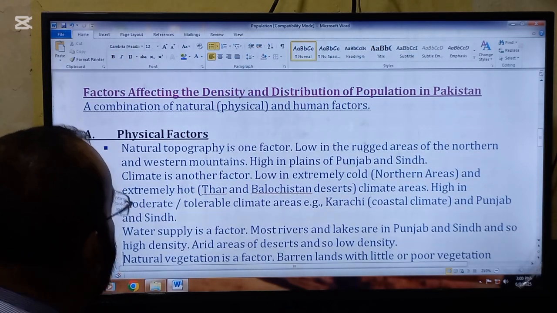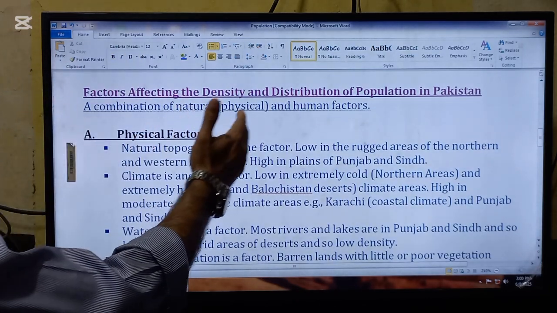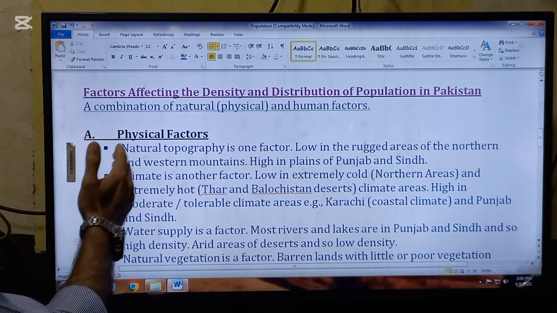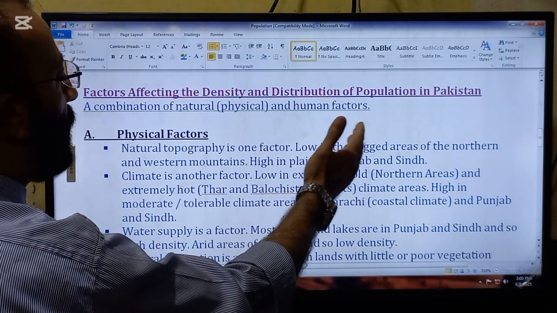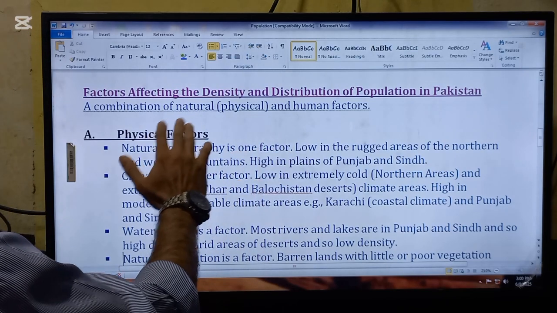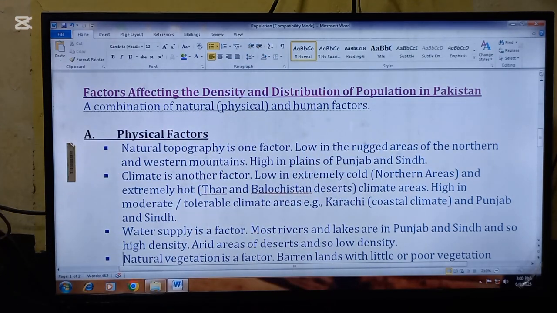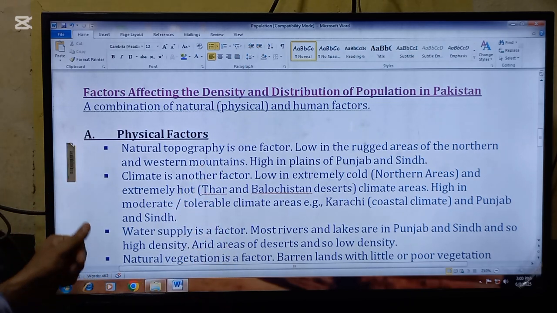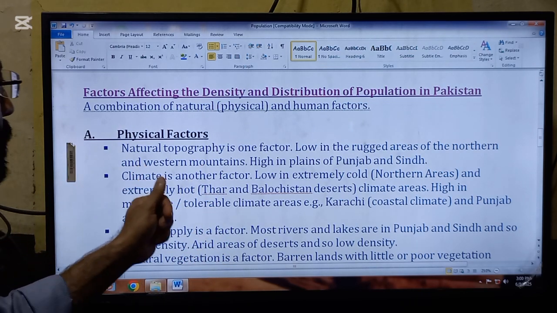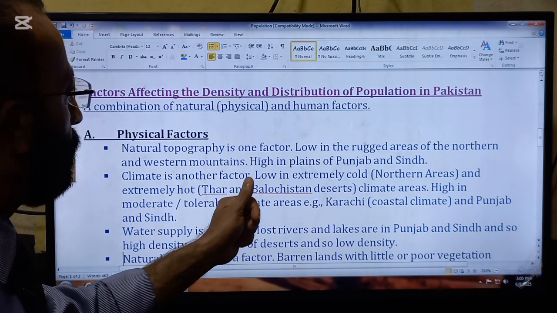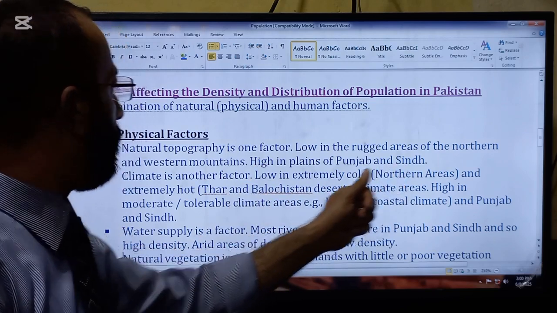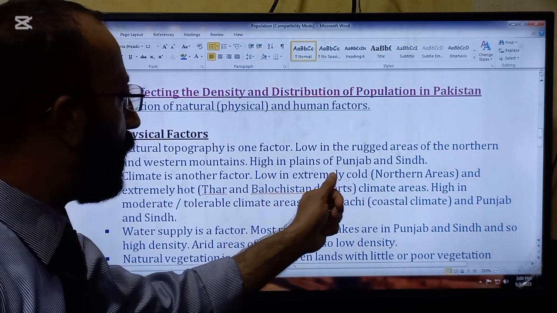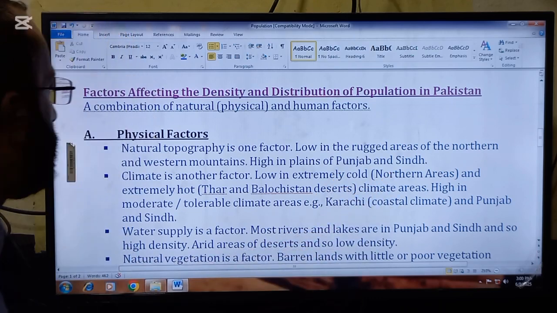Next, we are going to read the factors affecting the density and distribution of the population in Pakistan. A combination of natural and human factors is responsible for the density and distribution of the population. The physical factors are, number one, natural topography. Density is low in rugged areas of the northern and western mountains, and high in the plains of Punjab and Sindh.